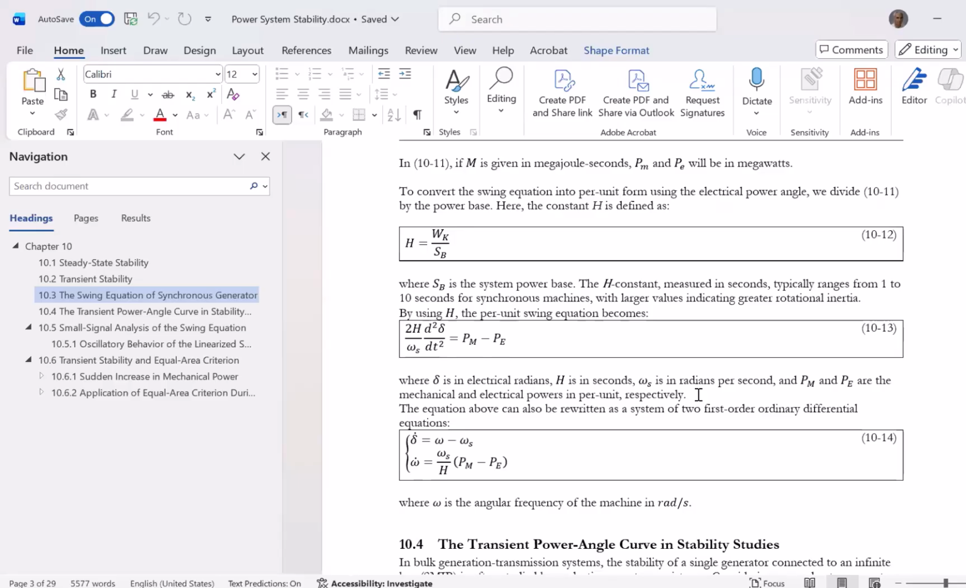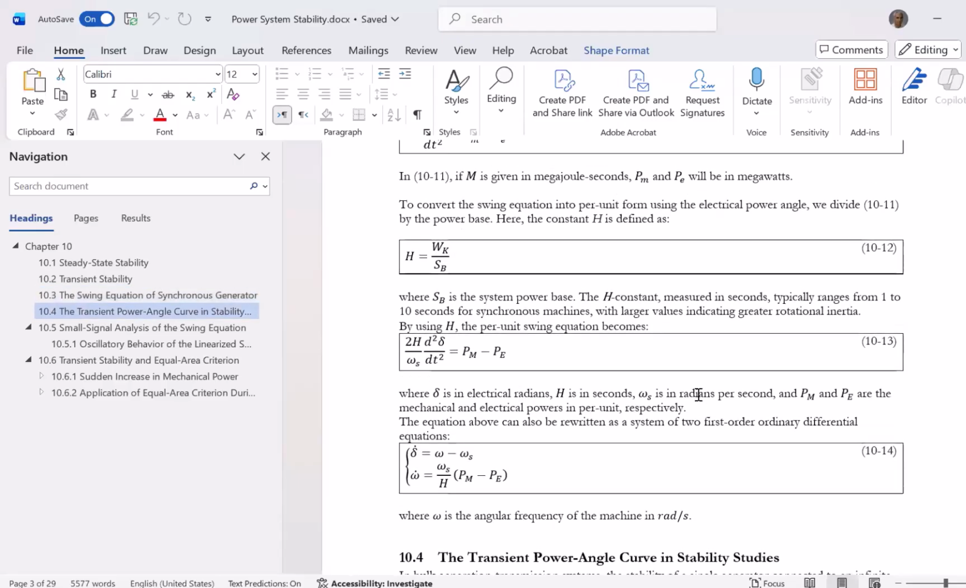What I want you to learn is these two equations, 1013 and 1014. Equation 1013 is a second order differential equation, which relates the power angle of the generator to the difference between the mechanical power and the electric power. When we're talking about the synchronous generator, we're talking about the mechanical side of the system, where, for example, a steam turbine, gas turbine, or hydro turbine is giving mechanical power to the machine, and the machine converts that mechanical power into electric power.